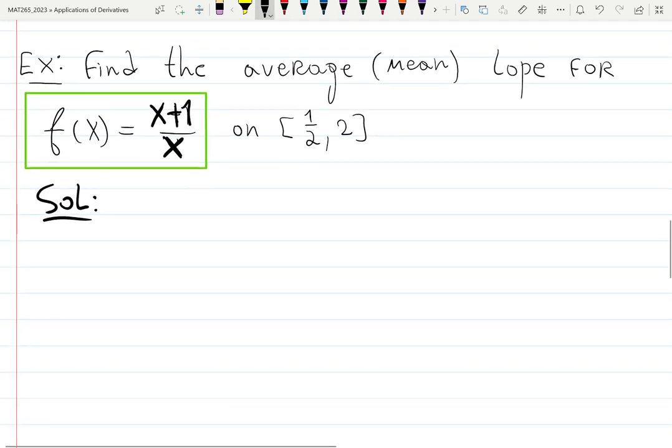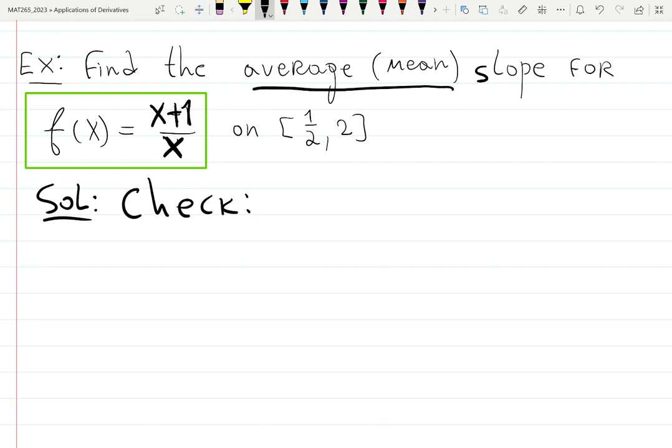Solution. Find the average slope, the average mean, for the function (x plus 1) over x on the given closed interval. First, let's check if we can use the theorem. We need to check two things, and that's what they're going to ask you, maybe on a test and definitely in the homework. The first thing we need to check is if the function is continuous.